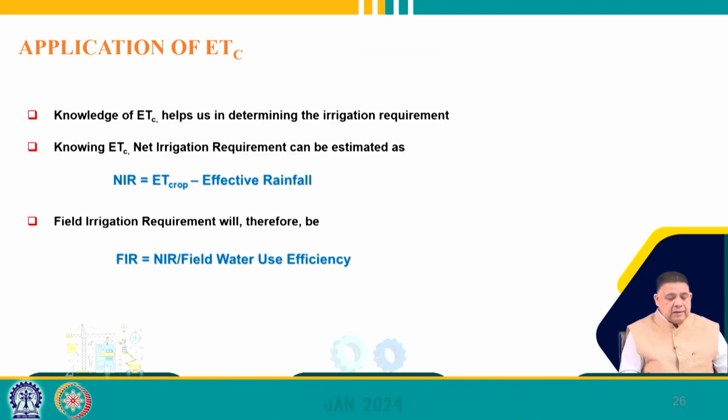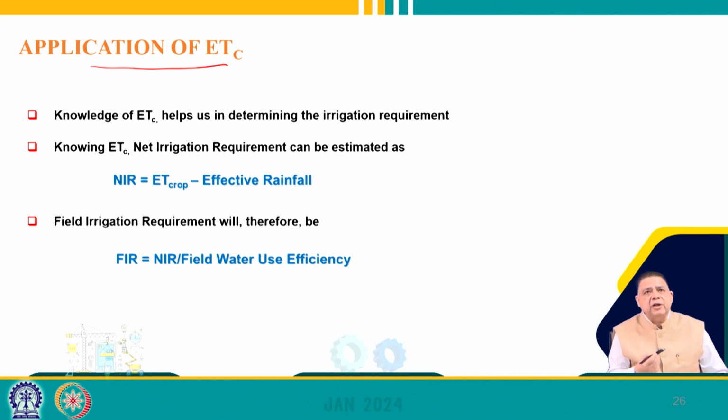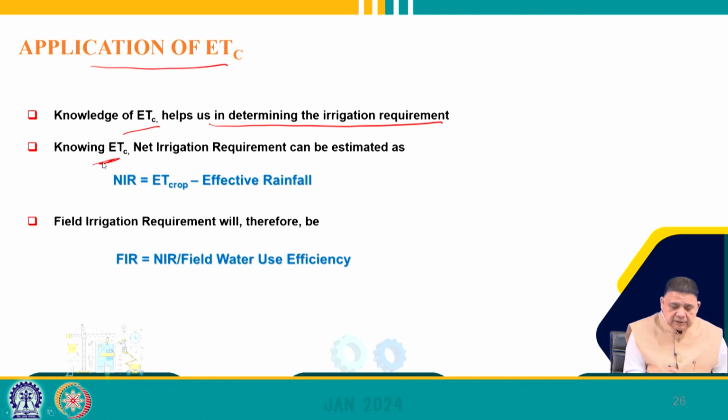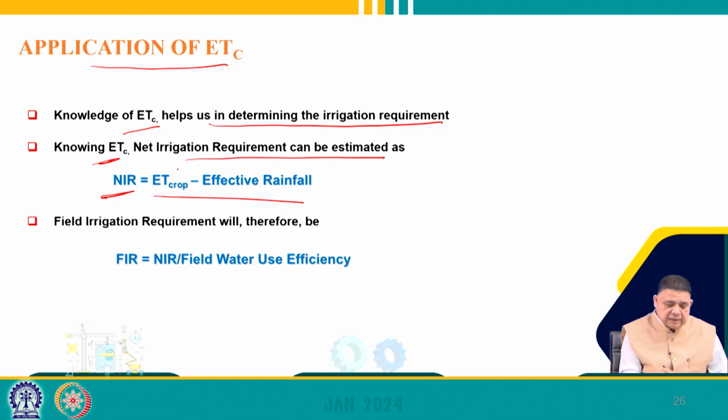So, after measurement, we come to study the application of ETc. Why do we determine ETc? Knowledge of ETc helps us in determining the irrigation requirements, because knowing ETc, net irrigation requirement can be estimated using this relationship: ETc, the total water required by the crop, minus effective rainfall, that is rainfall minus losses. The difference between these two is the net irrigation requirement.